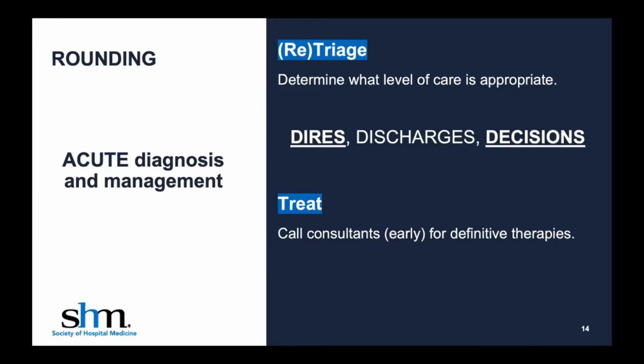When we think about rounding order, we advise you to follow the 3 Ds, and those are DIARS, discharges, and decisions, in that order. So patients that are acutely ill, those are your DIARS, those are patients that you want to see first. Next are the discharges, and we'll get into why that is in a second. And then finally, prioritizing patients that need decisions for advancing their care. Finally, we also want to emphasize that calling consultants early for those definitive therapies is really the best way to treat patients adequately and efficiently.